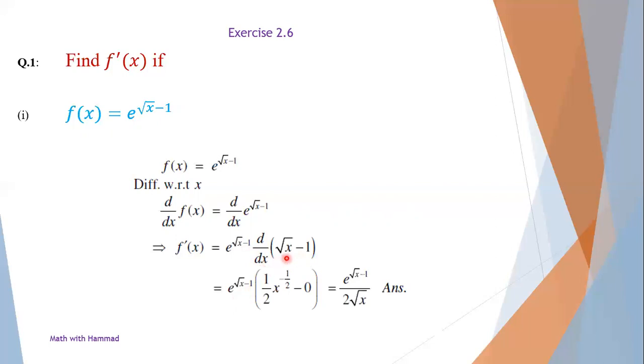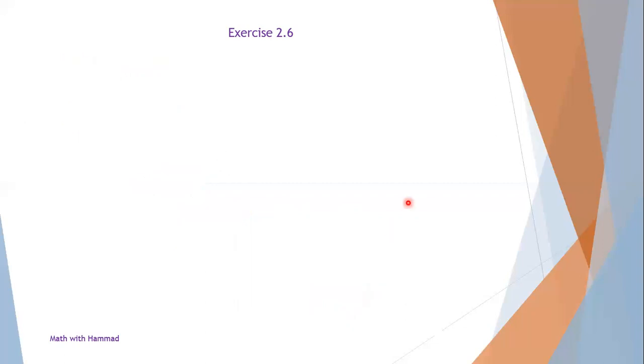Now derivative of square root of x minus 1: 1 is constant, so derivative of 1 is 0, and here we will use power rule. Power is 1 by 2, so answer is 1 by 2 x raised to power minus 1 by 2, and this minus, when it goes to the denominator, will become x raised to power plus 1 by 2, that can be written as square root of x. So our final answer is e raised to power square root of x minus 1 over 2 square root of x, which is our part number 1. Now second part is x cube e raised to power 1 by x.